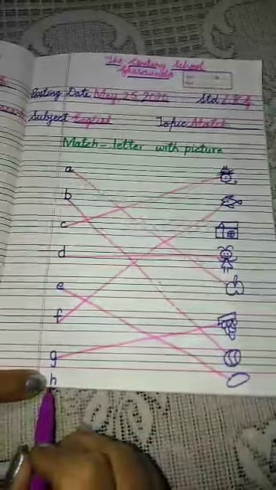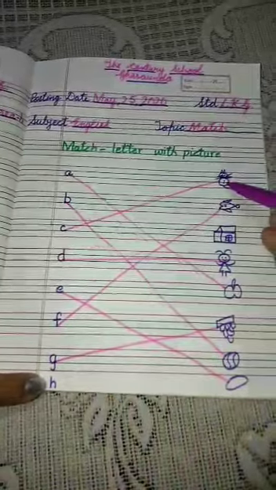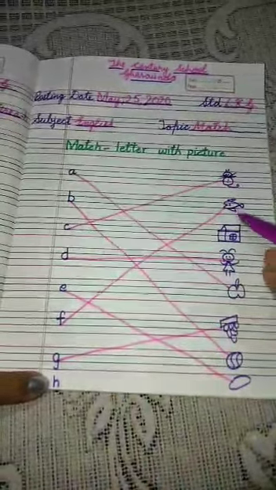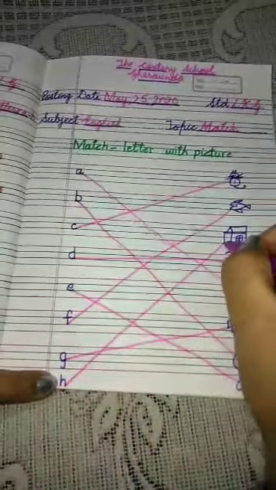H. H. Her house. Where is house? Is it right? No. Is it right? Yes. Put your pencil on H and match it with house.